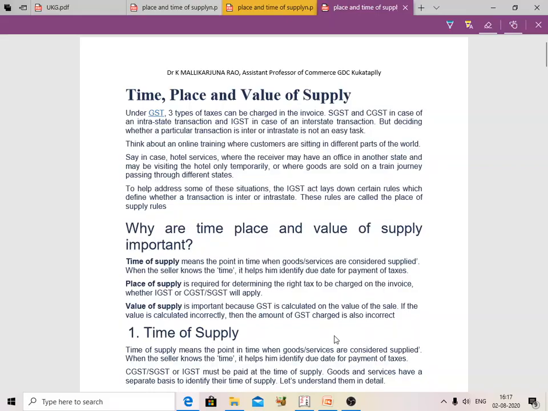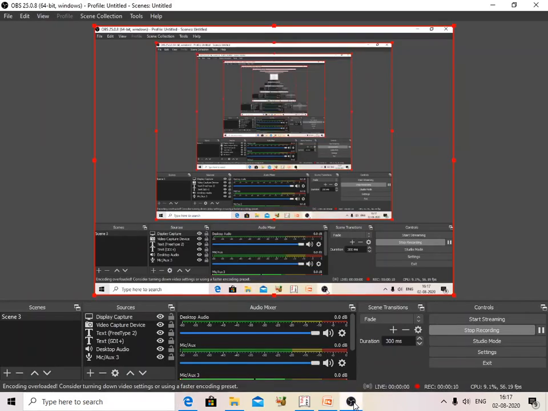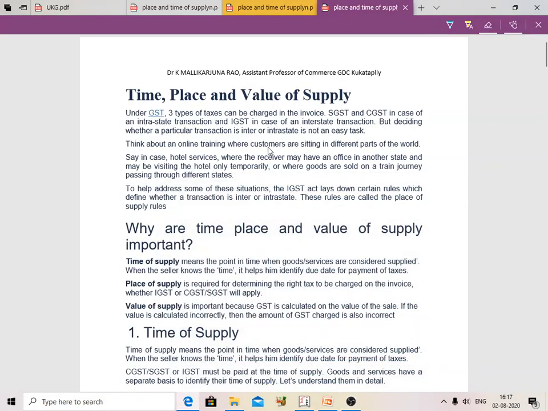So let's begin with how to determine value of supply under GST. We will discuss step by step. Okay, let's start with time and place value of supply.